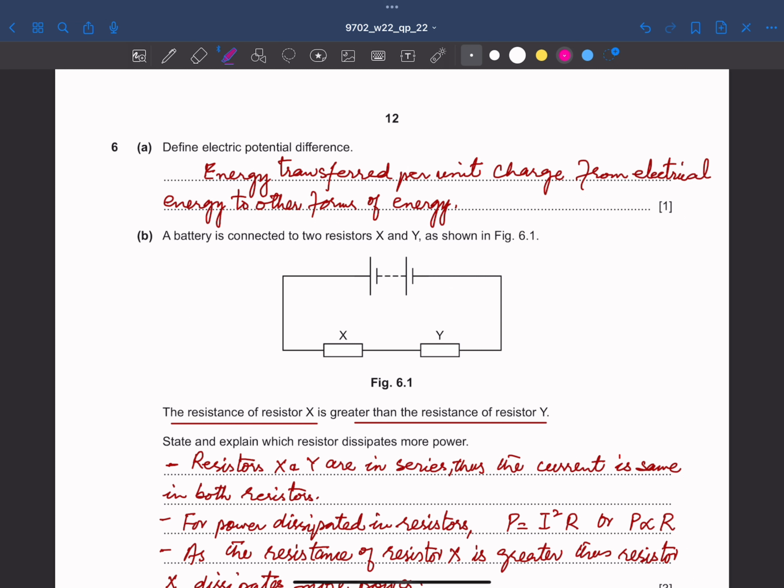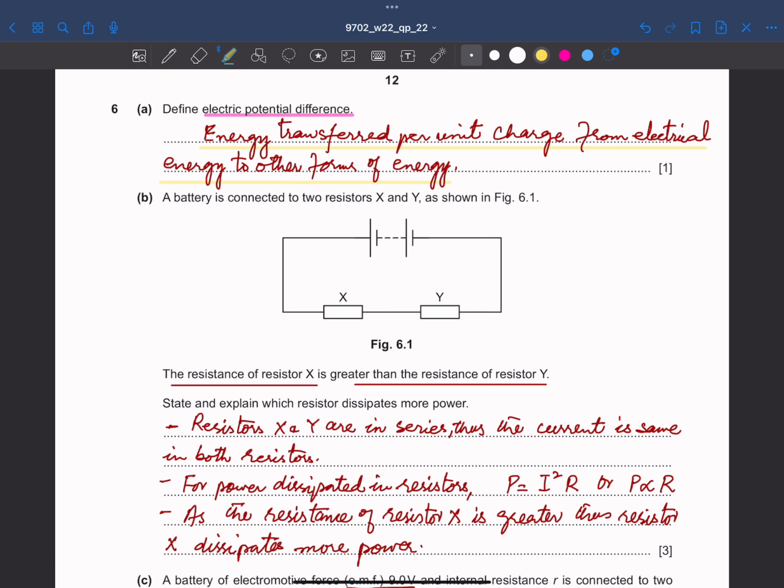Now question 6 says, in part A, define electric potential difference. So this is simply the definition again. You know that it is the energy transferred per unit charge from electrical energy to other forms of energy. When electricity is passing through any component, electrical energy changes into another form of energy, and that energy per unit charge gives you the idea of the electric potential difference between two points of the component.